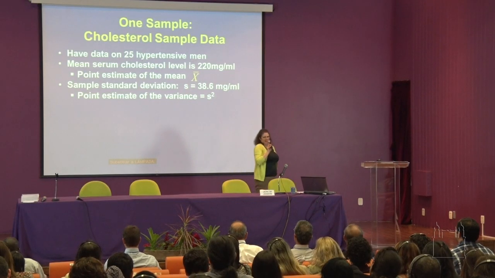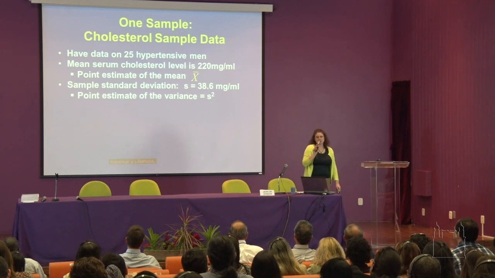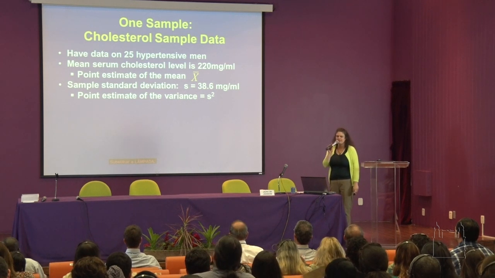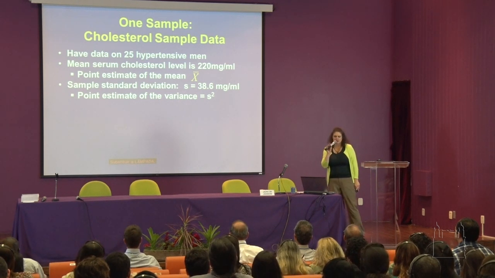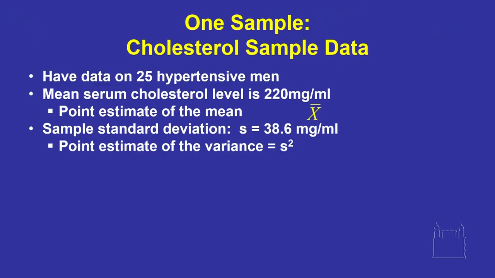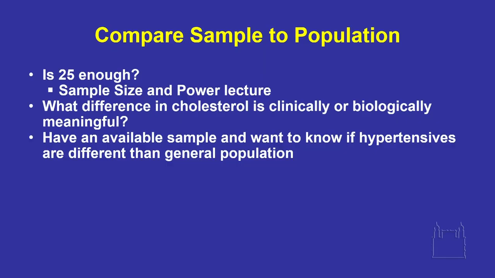What I have in my sample from the clinic is 25 hypertensive men. That's not very many men. But I knew that their mean serum cholesterol was 220. That 220 is my point estimate of the mean. All right? So that's just for my 25 men. The sample standard deviation, so the standard deviation of the total cholesterol for my 25 men, is 38.6. That's actually a lot lower than what I saw in my normotensive men from this large population survey. But this 38.6, that's the point estimate of the variance.